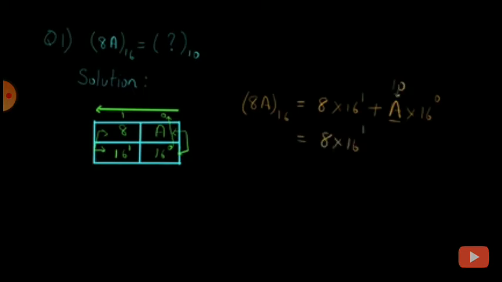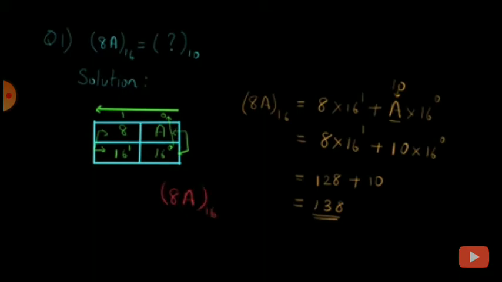So this will give us 8 into 16 raised to 1 plus 10 into 16 raised to 0, which is equal to 128 plus 10. So this gives us 138. So that's our final value. That is, 8A in hexadecimal is equal to 138 in decimal.